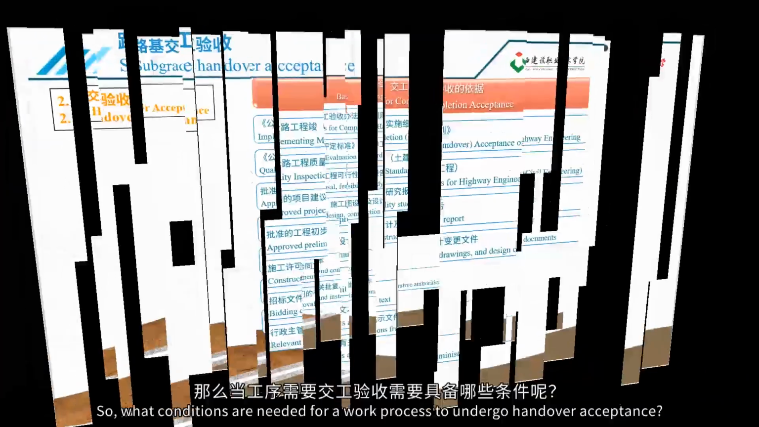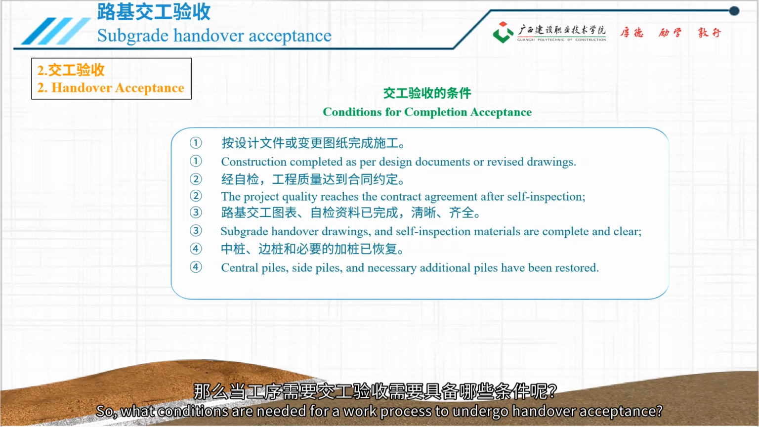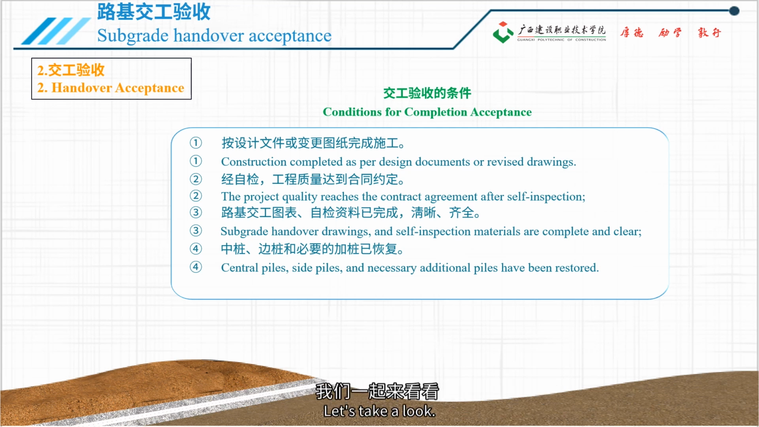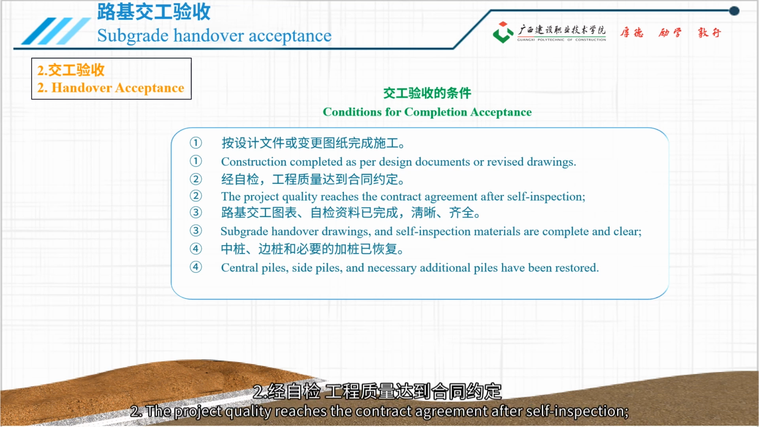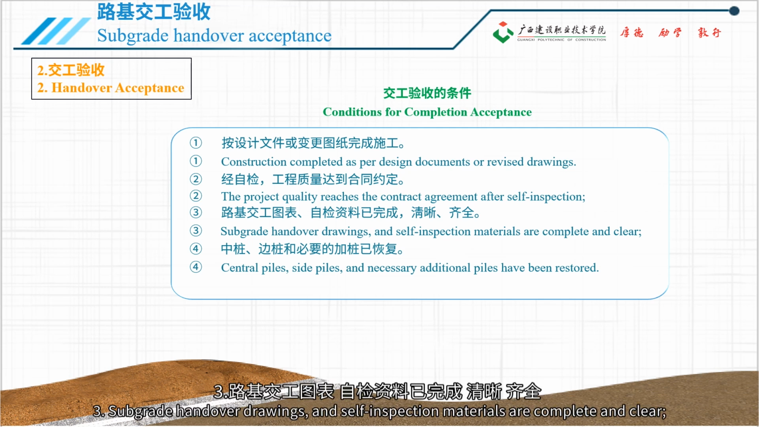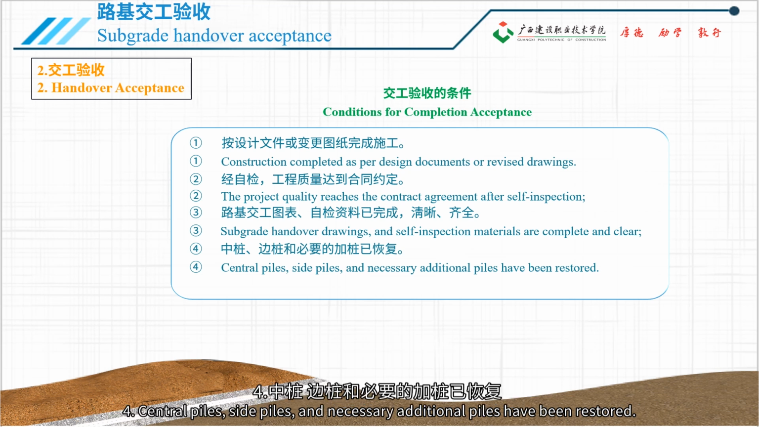So, what conditions are needed for a work process to undergo handover acceptance? Let's take a look. 1. Construction completed according to design documents or changed drawings. 2. The project quality reaches the contract agreement after self-inspection. 3. Subgrade handover drawings and self-inspection materials are complete and clear. 4. Central piles, side piles, and necessary additional piles have been restored.